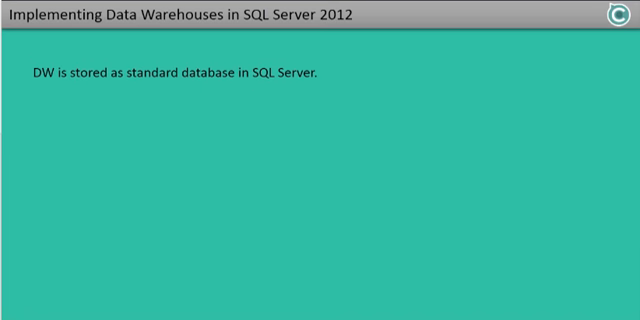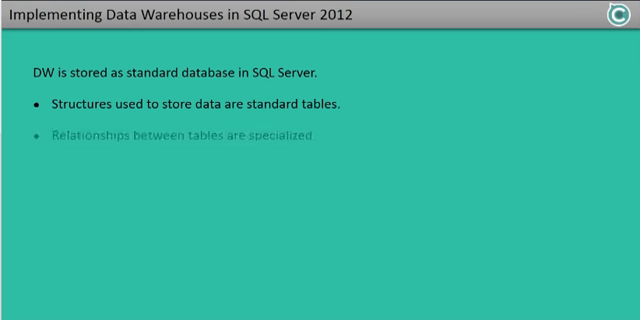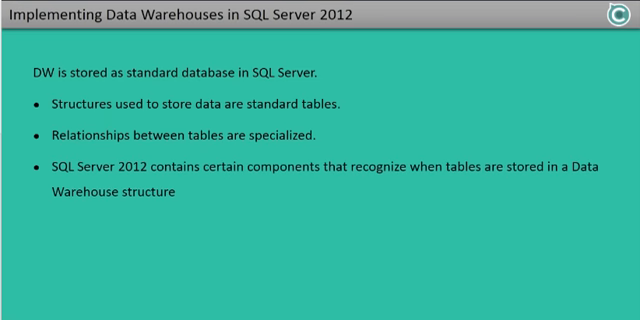SQL Server 2012 is highly optimized to provide data warehousing services. As mentioned earlier, a data warehouse is implemented via a normal database in SQL Server, including the data warehouse structures maintained as standard tables. Relationships between tables are optimized by the system automatically. In fact, SQL Server 2012 contains certain components that recognize when tables are stored in a data warehouse structure as opposed to a standard database structure. These components then perform additional optimizations to further increase performance.